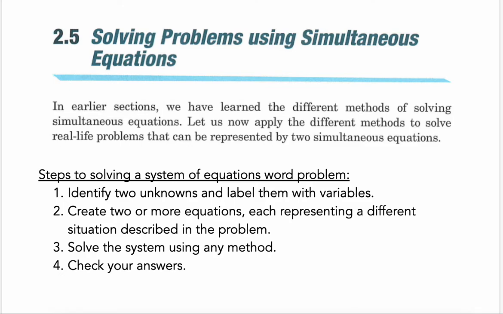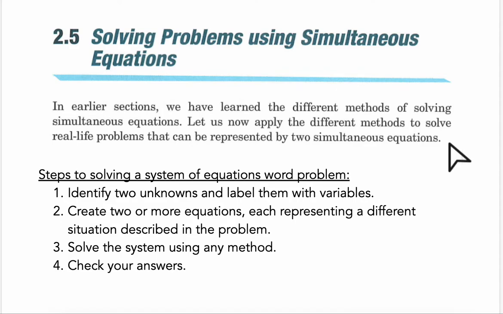Let's start off with our basic steps. If you were to be given a word problem, how would you tackle it? So our first step is to identify two unknowns in the problem. So we need to figure out what are the two things that we're trying to figure out the value for. And then we need to label them with variables.